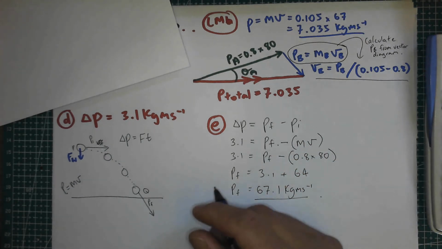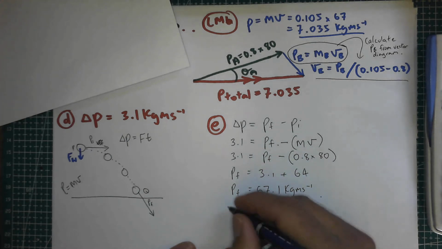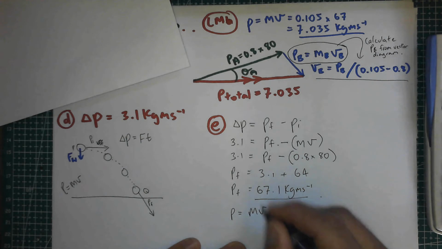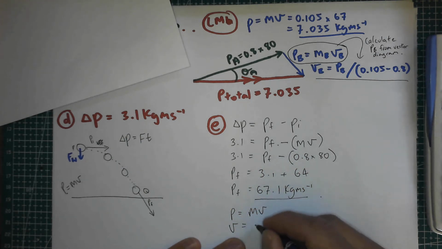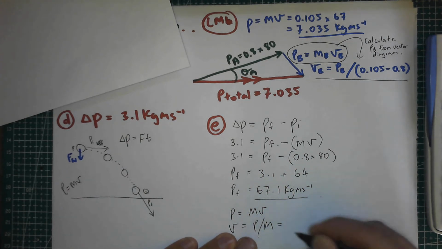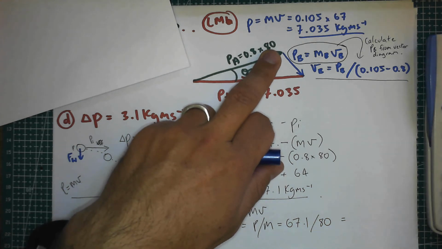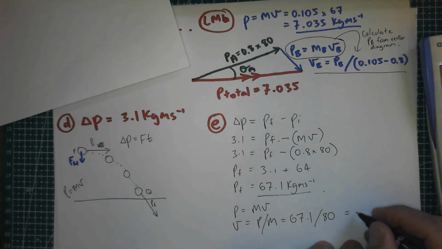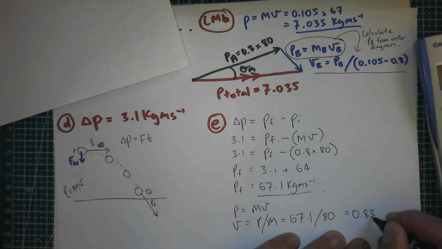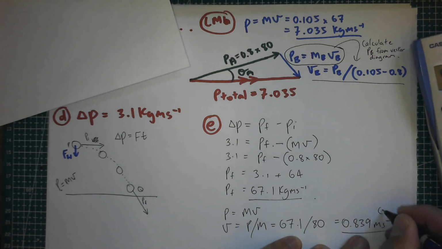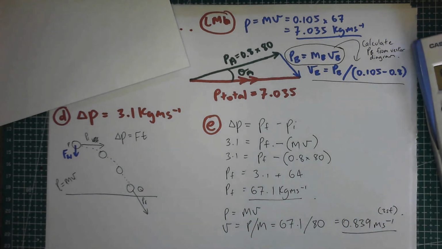Cool. And then we need to calculate the velocity, so we do that by going P equals mv and solving for the velocity by dividing the momentum by the mass. And this is the mass of A, which is 80 kg, which gives us 0.8399 meters per second. To 3 significant figures.